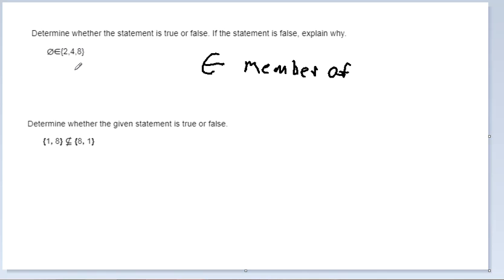So here we go. This is definitely false. And it's all because of the definition of this. We do not see a subset, an empty set sign in here anywhere. So it is not. So this is a false statement.